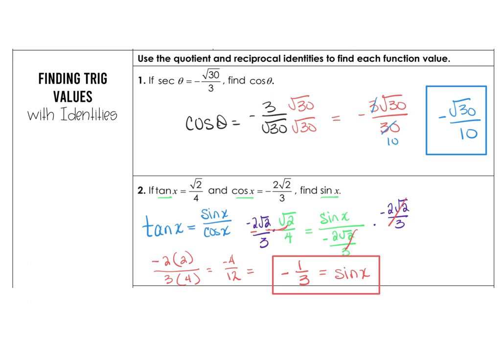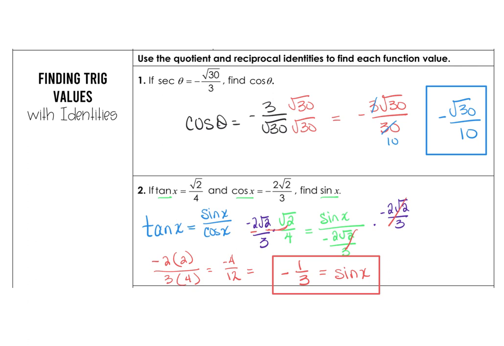So they've given us tangent and cosine. They want us just to use those basic identities to solve. One of the basic identities that we have is that tangent is sine over cosine. So if the tangent is sine over cosine, I can just replace it. The tangent, square root of 2 over 4, equals sine over cosine, which is negative 2 square root of 2 over 3. So I just rewrote this identity, filling in my tangent and my cosine. And then I'm just solving.